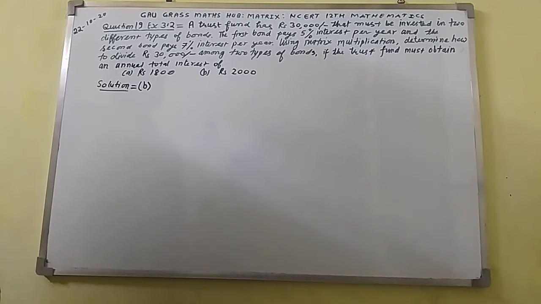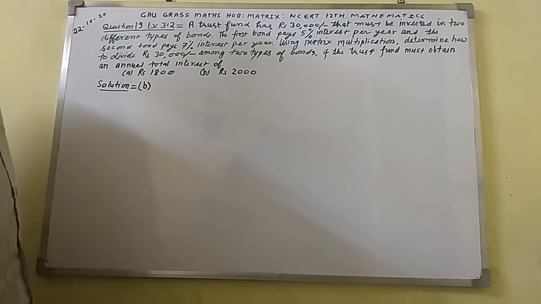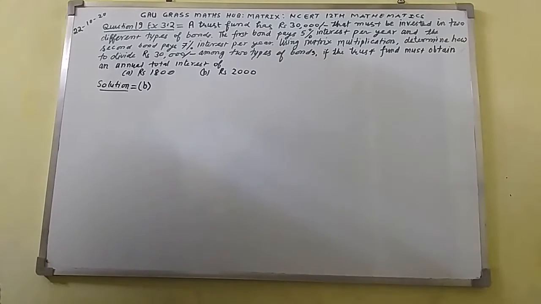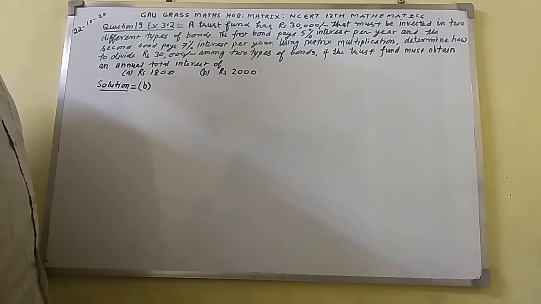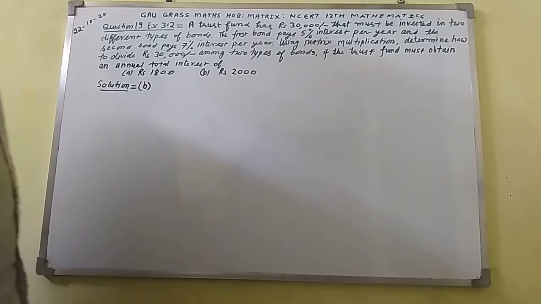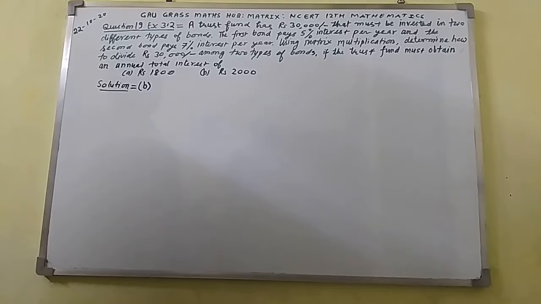The first bond pays 5% interest per year and the second bond pays 7% interest per year. Using matrix multiplication, determine how to divide rupees 30,000 among two types of bonds, if the trust fund must obtain an annual total interest of (a) rupees 1800, (b) rupees 2000.